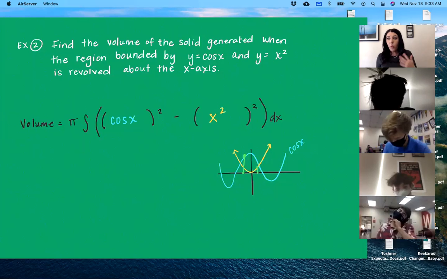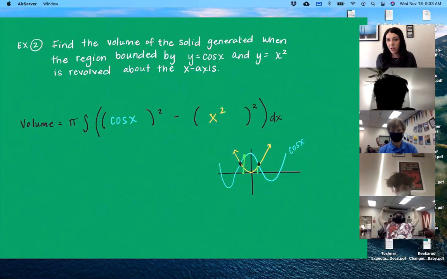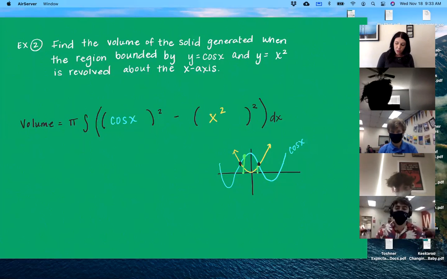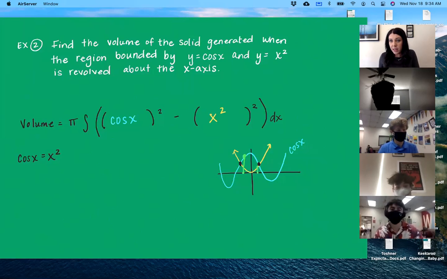Okay. Now, what we need to still find is our bounds. And the bounds are the places where these two graphs intersect one another, right? So what we're trying to find, and please write this down, this would be work you would be required to show, is where is cosine x equal to x squared? That's what I want to know. Where is cosine x equal to x squared? We don't have a way to do that by hand, right?